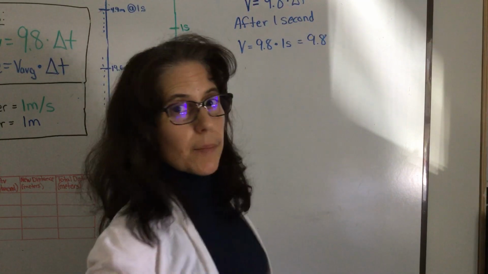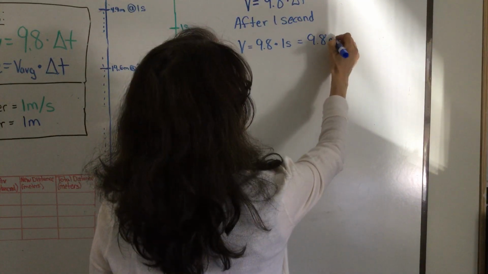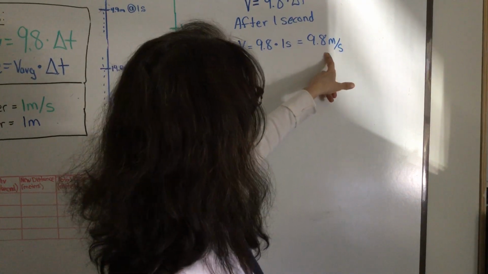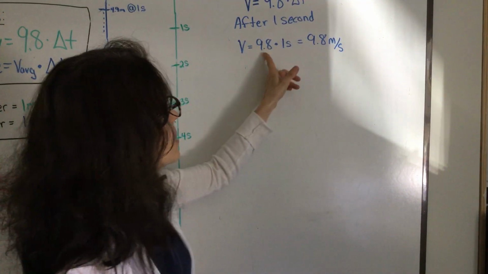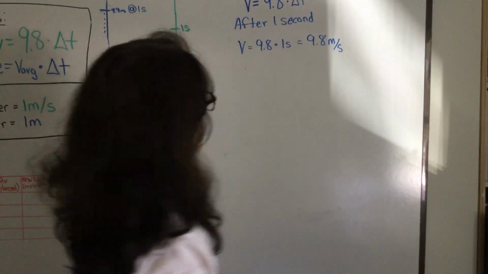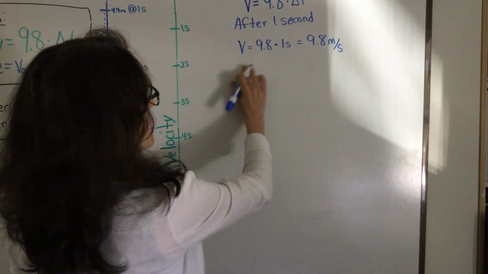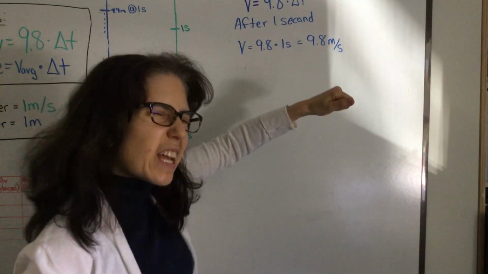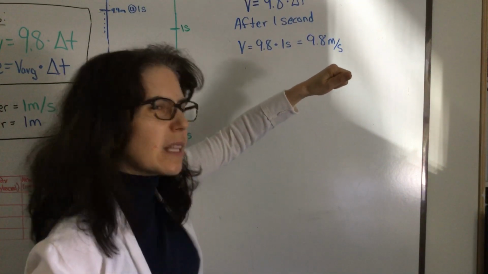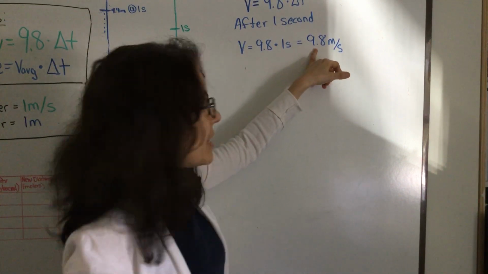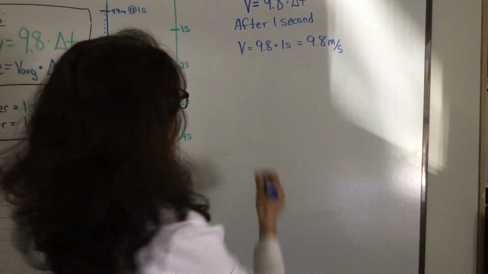It would be going 9.8 meters per second. So there you have 9.8 meters per second squared, we multiply by 1 second, and we get 9.8 meters per second. So as soon as you let the object go, it's starting at 0, right? But immediately after 1 second, it's already going almost 10 meters per second.